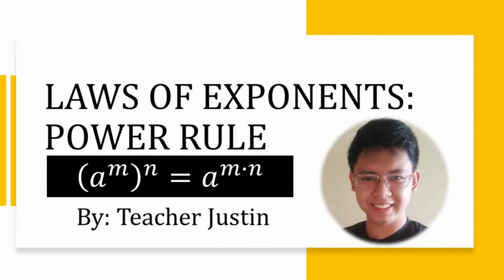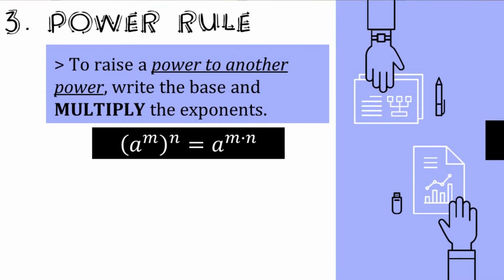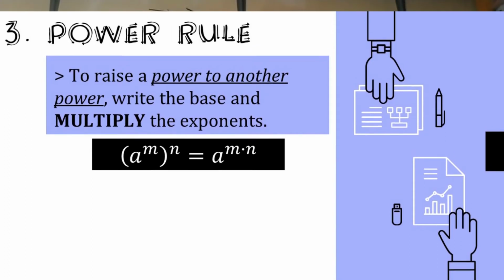On today's topic, we're going to discuss laws of exponent, power rule. So, power rule. If you encounter an exponent raised to another exponent, in order for us to simplify that, we are just simply going to write the base and then multiply the exponents. I'm going to show you an example of this.